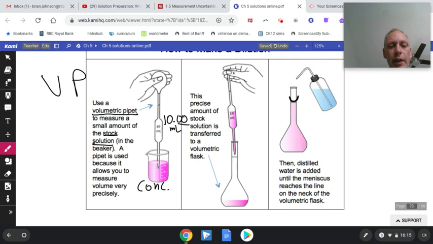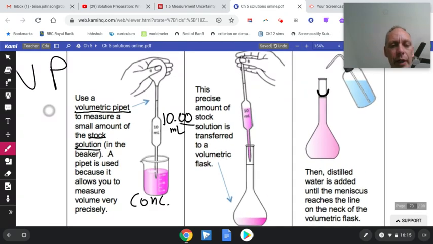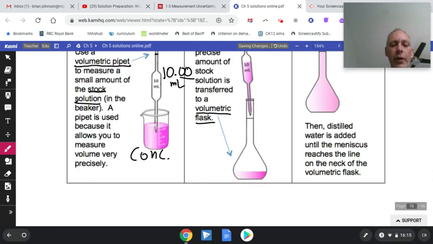And you can see the line on the volumetric pipette right there. So it measures exactly 10.00 mL. So we pipette 10 mL and add it to a volumetric flask with our new volume. So this is, I guess I should write here, volume 1. This will be volume 2. And usually, but not always, we make solutions of 100.00 mL. So volume 1 goes into the larger flask, volume 2.